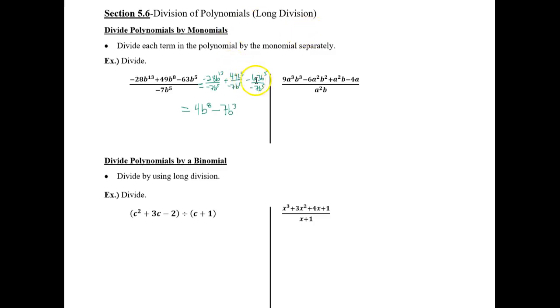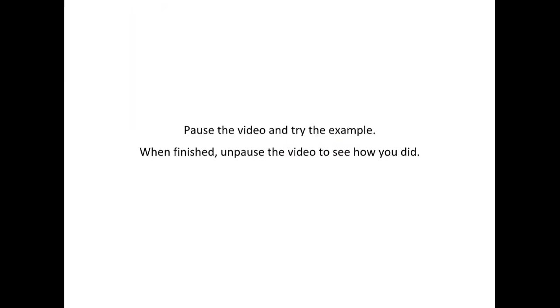Negative 63 divided by negative 7 will be positive 9. And then b to the 5th divided by b to the 5th is 1. So we just have that 9 left. And that's as far as we can go. There's no like terms or anything else that we can do. Go ahead and try the problem on the right.